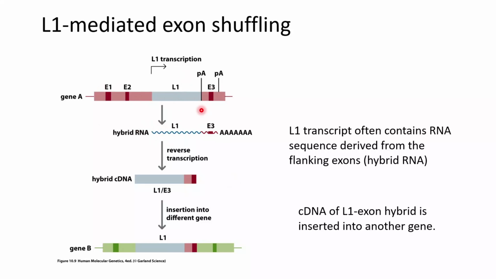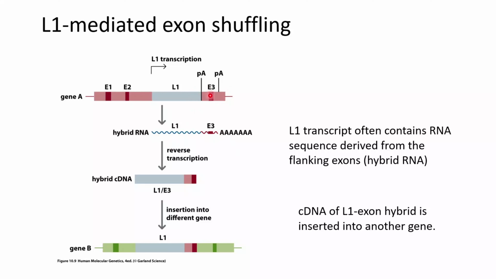Because the poly A tail will be at the end of the exon and at the end of the transposon. Depending on which one is being used to terminate transcription, you'll either stop here or you'll stop here. If you stop here, you'll be taking this exon 3 with you. If not, then you will not be taking it, okay?